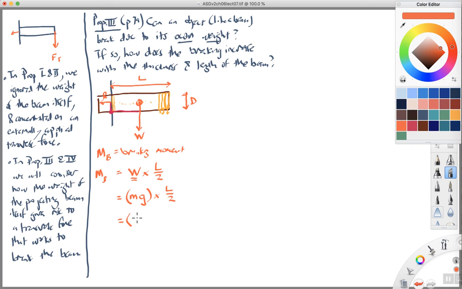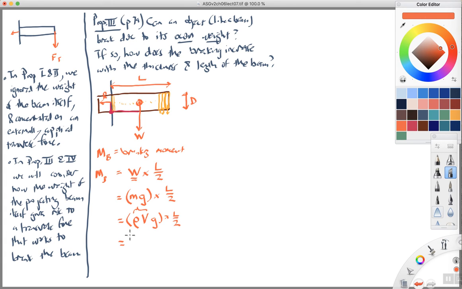Well, the mass of the beam is just the density of the beam, and I'm going to use the Greek letter rho for density, times the volume of the beam. So I'm converting the mass into density. Mass is going to be density times volume, and we've still got this g, and we've still got this L over 2. Okay? All right, and so now the density, of course, doesn't depend on the length. That's an intensive property. It depends only on the material. G, again, doesn't depend on the length, but the volume of the beam does depend on its length.